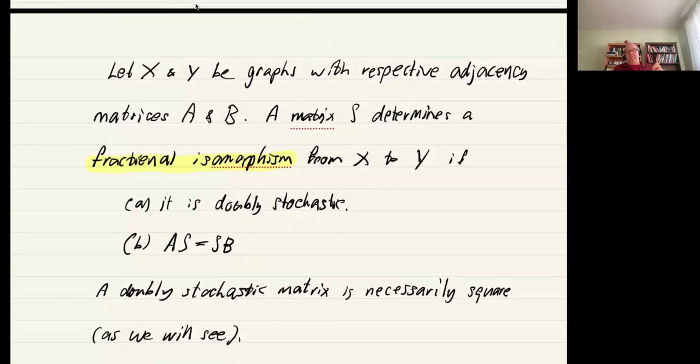I don't know one. Okay, but this is a fractional isomorphism. Now, examples: the simplest example would just be a permutation. A permutation matrix is doubly stochastic. And so every permutation matrix gives rise to a fractional isomorphism. Now, in a sense, the question is, well, what else can we get?